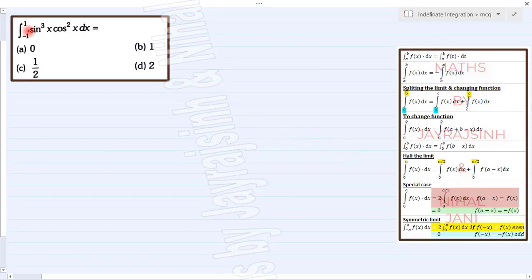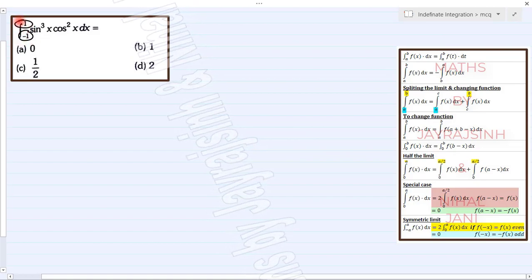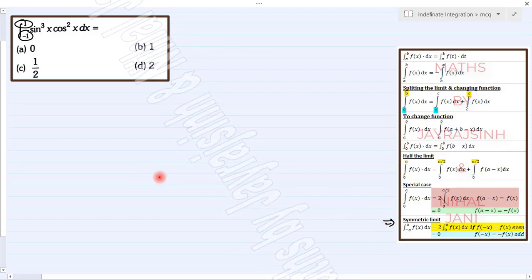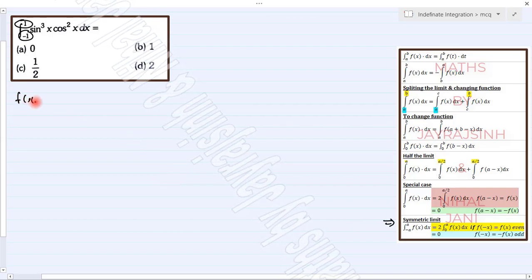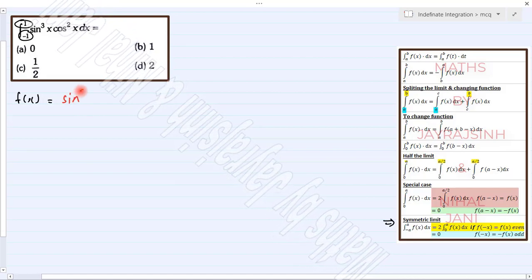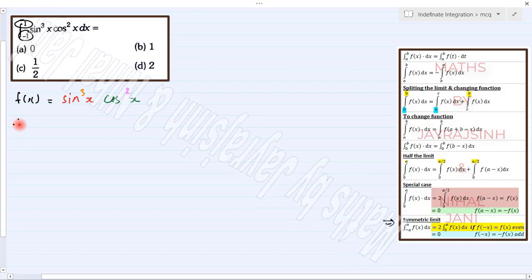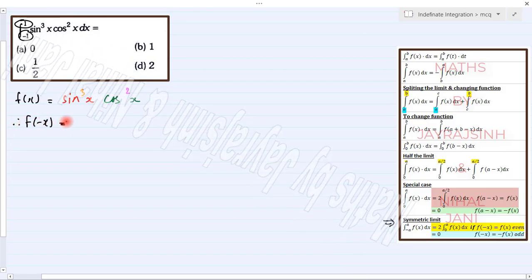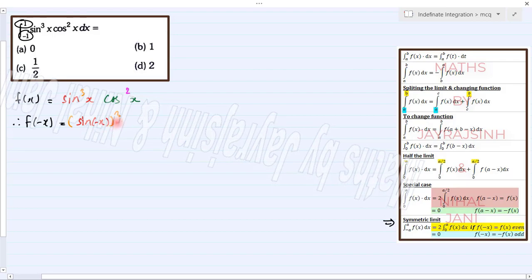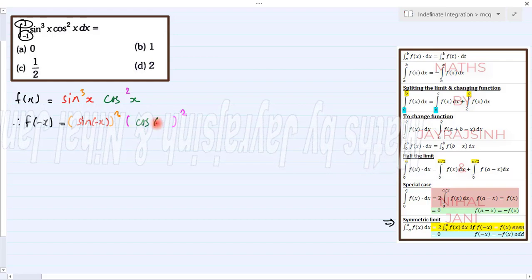Here we have to find out the integration of sin cube x into cos square x from minus 1 to 1. So we can say we have symmetric limits. So we have to check whether our function is odd or even. Where your function is simply sin cube x into cos square x. So your f(−x) will be whole cube of sin(−x) and whole square of cos(−x).